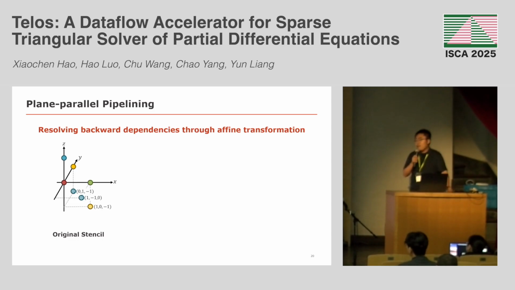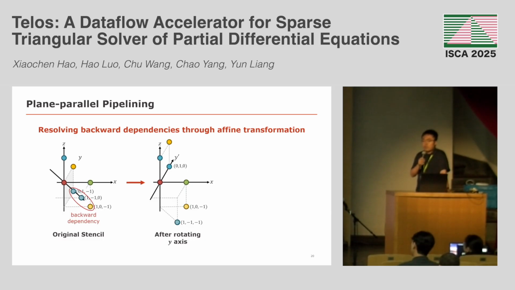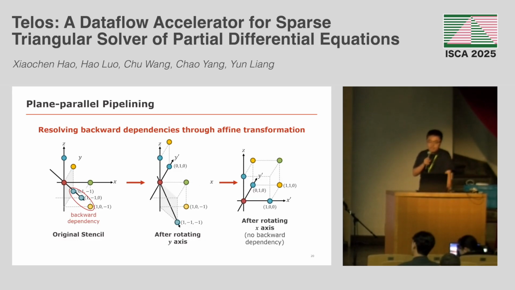We propose a warp transformation to resolve the backward dependencies. In this example, 3 points are identified as backward dependencies. Our approach first focuses on the YZ plane and then rotates the y-axis towards this point. As a result, points are assigned new coordinates in the x, y prime, z system, and backward dependencies still exist in the negative z direction. We then rotate the x-axis towards the outermost point. In the new x prime, y prime, z coordinate system, all backward dependencies are removed.